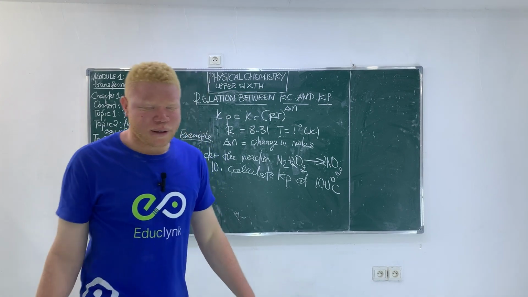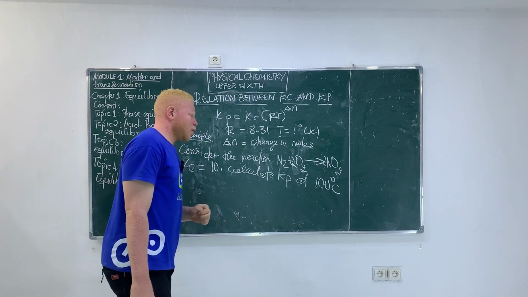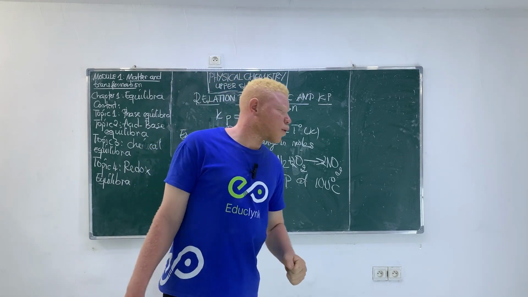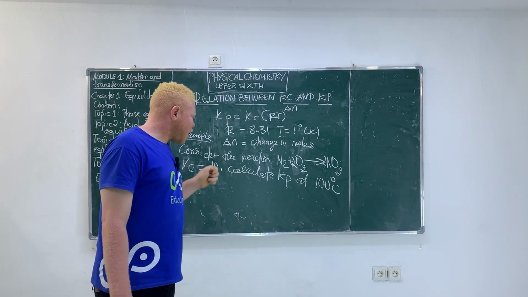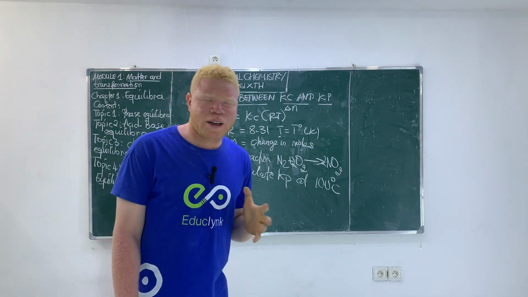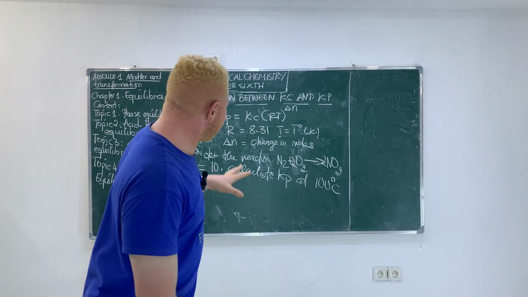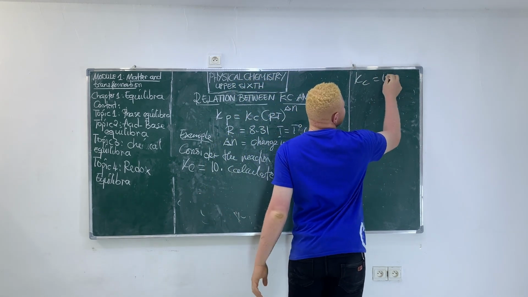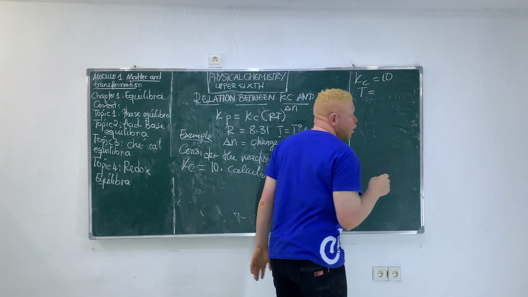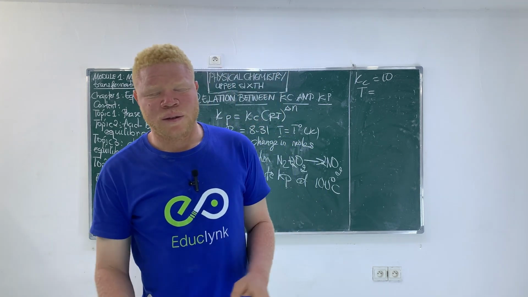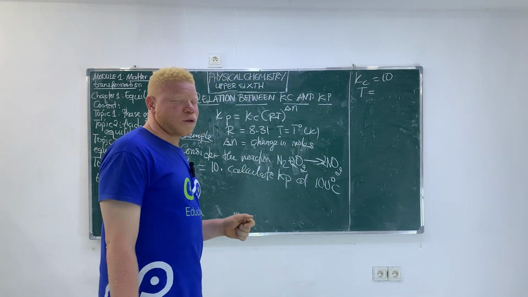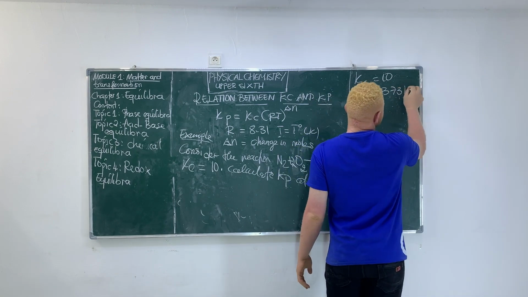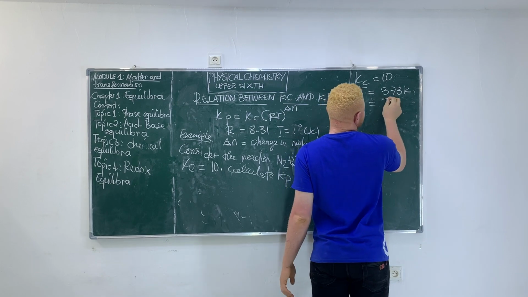So let me read the example for you. The example goes as: consider the reaction N2 plus 2O2 giving 2NO2. Kc for the reaction is 10. Calculate Kp at 100 degrees Celsius. In this case, the data given is Kc, so Kc is 10. Remember that we have to convert the temperature from degrees Celsius to Kelvin. So we have 100 degrees Celsius plus 273, which gives us 373 Kelvin. R is a constant, 8.31.